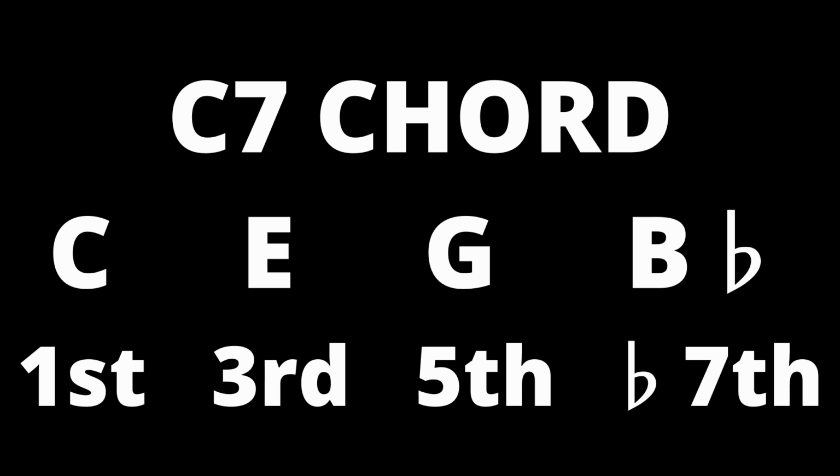The C major scale has the following notes: C, D, E, F, G, A, and B. The first note is C, third note is E, and fifth note is G. These notes create a C major chord. The 7th note is B. If you flatten this note, dropping it a half step or semitone, then you get the note B flat. Add this to the C major chord and you have a C dominant 7th chord.